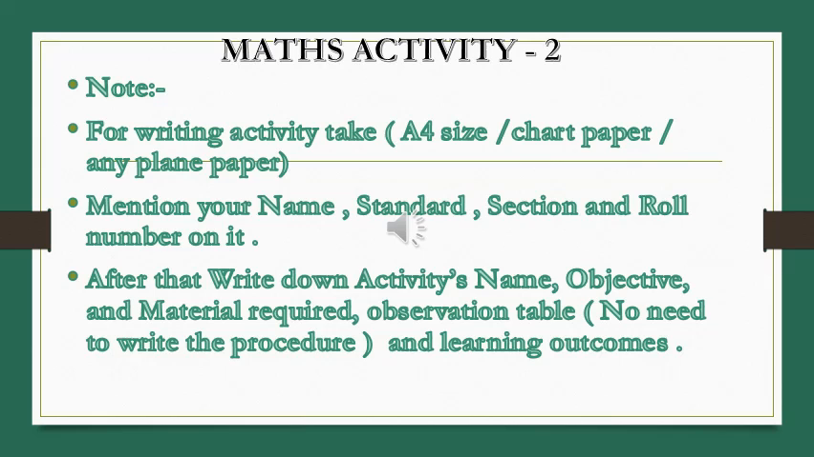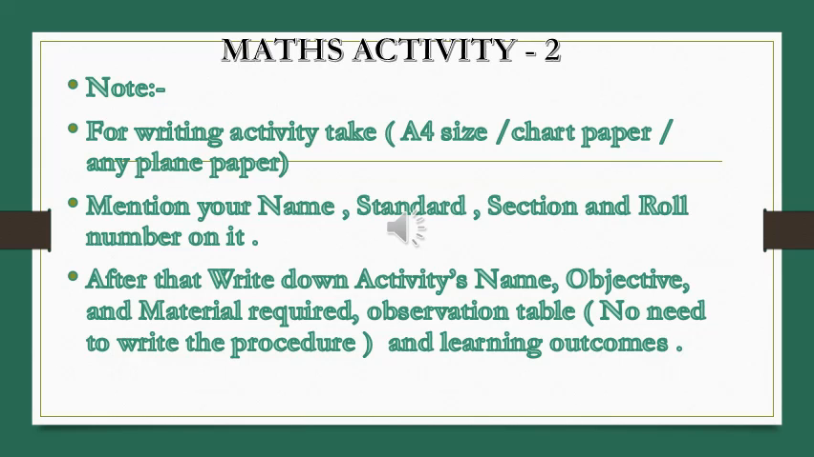Before starting the activity, dear students, you have to note this down. For the writing activity, you have to take either A4 size paper or chart paper or any plain paper of A4 size. Don't forget to mention your name, standard, section and roll number on it.